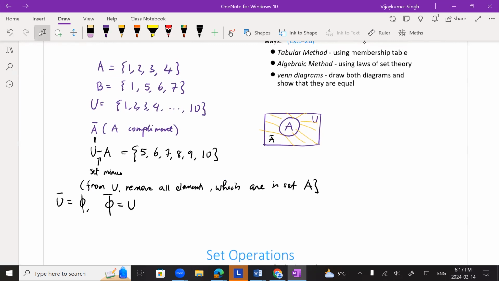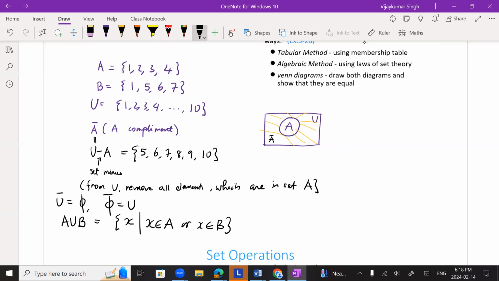So here's a few more things. Before I go further, maybe let's talk about union. So A union B, what is A union B? It's all X such that X belongs to A or X belongs to B.